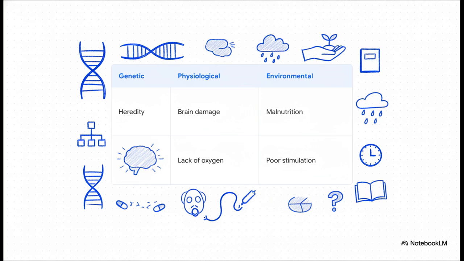Physiologically, we're talking about central nervous system dysfunction. This could be from brain damage, a lack of oxygen at birth, maternal drug use during pregnancy, or even a severe vitamin deficiency while the kid is growing. And finally, the environmental pillar.